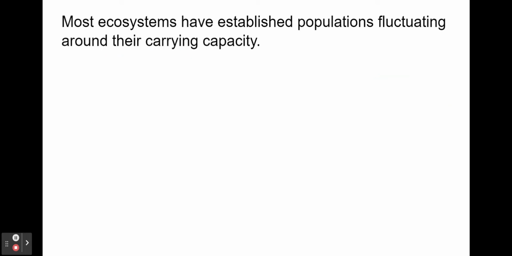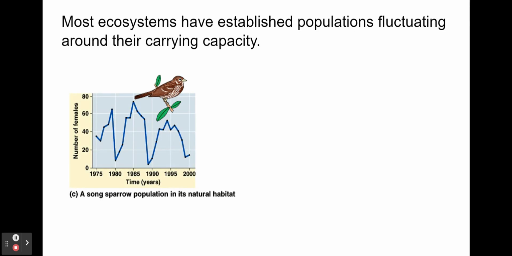Most ecosystems have established populations fluctuating around their carrying capacity. Here's one example. A song sparrow population in its natural habitat. You can see how its population fluctuates over the years. If we had to estimate a carrying capacity here, I would draw a horizontal line in between most of the fluctuations. I would get a carrying capacity right around here, maybe 35 sparrows.